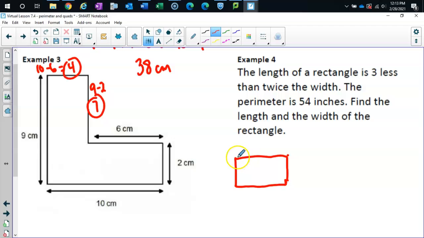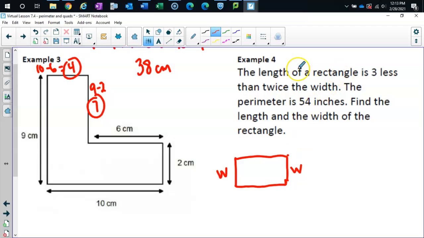Now, in a rectangle, the longer side is called the length, the shorter side is called the width. Now, let's go back to the beginning of the problem. The length of the rectangle is 3 less than twice the width. We don't know what the width is, so I'm going to call it W. Okay, width, W. So that side is W. That means this side is also W.